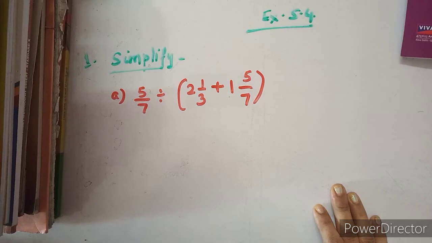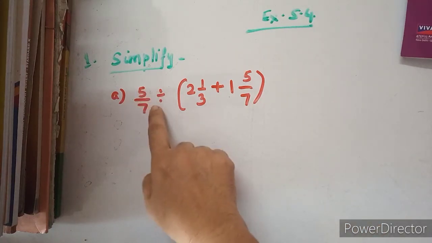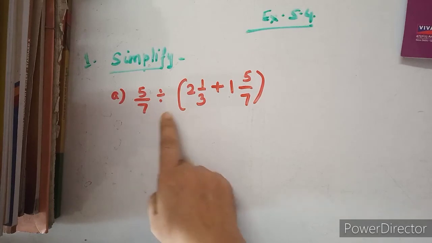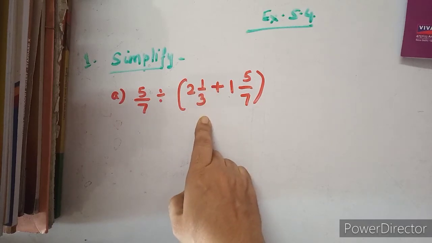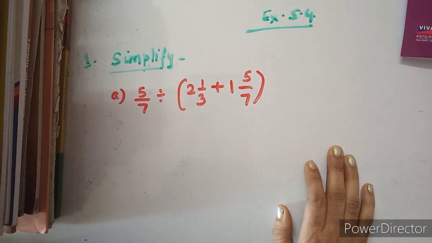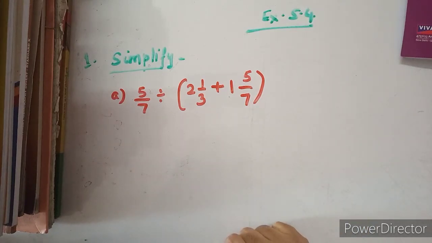So in this question you have 5 upon 7 divided by, in the bracket, the mixed fractions, that is 2 1 upon 3 plus 1 5 upon 7. So here your first step is to convert these mixed fractions into improper fractions, and then you need to solve the bracket, and then you have to go for the main simplification. So step by step we will do the problem.